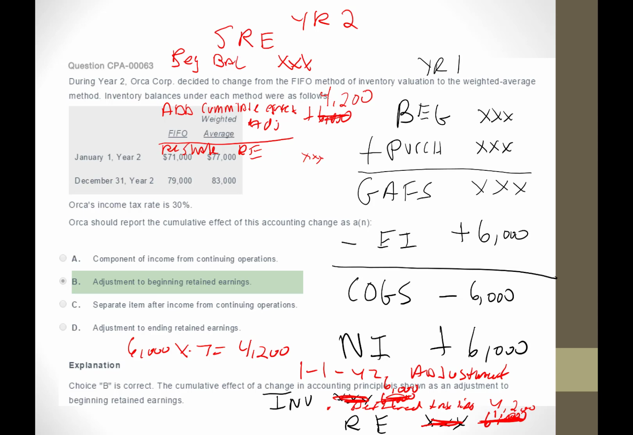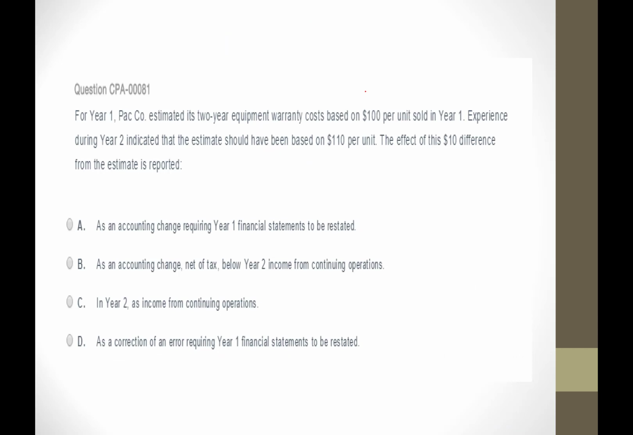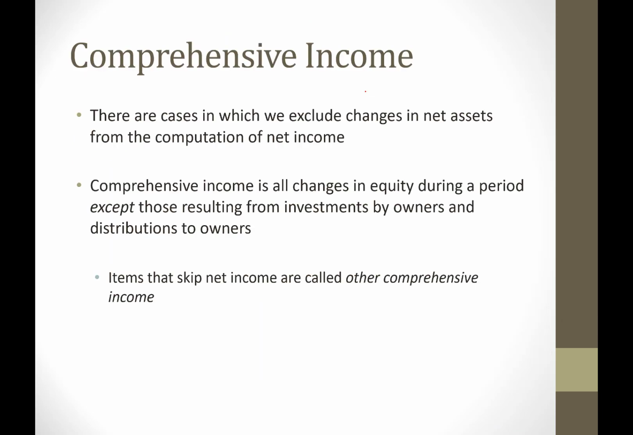That's Intermediate 2. Okay? Right now, cumulative effect adjustment of 4,200. Okay, good. Now you come over, and that's all I wanted to do. We did these other ones. I want to get us into comprehensive income.